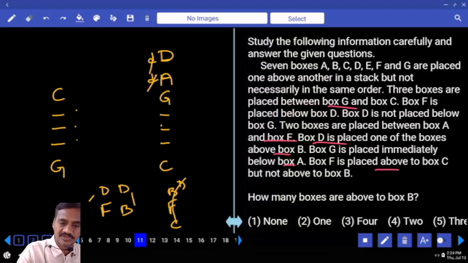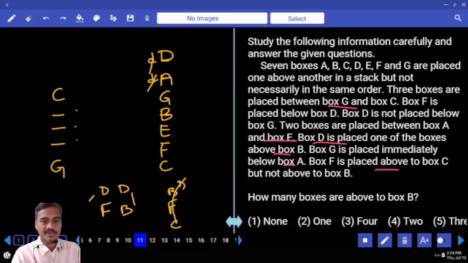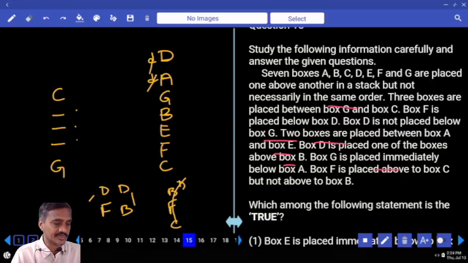As there are two boxes between A and E, E is at this place. Now if E is here, the remaining two boxes must be B and F. Now B is at this place, now F is. And D, A, G, B, E, F, C. And that is about question numbers 11 to 15.